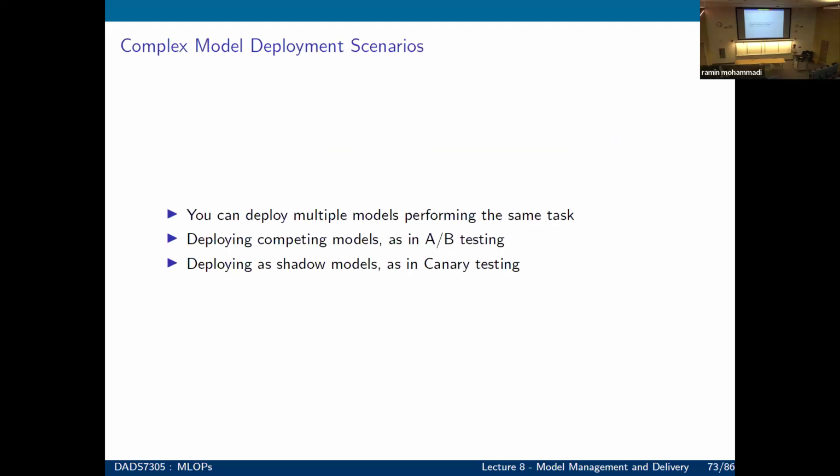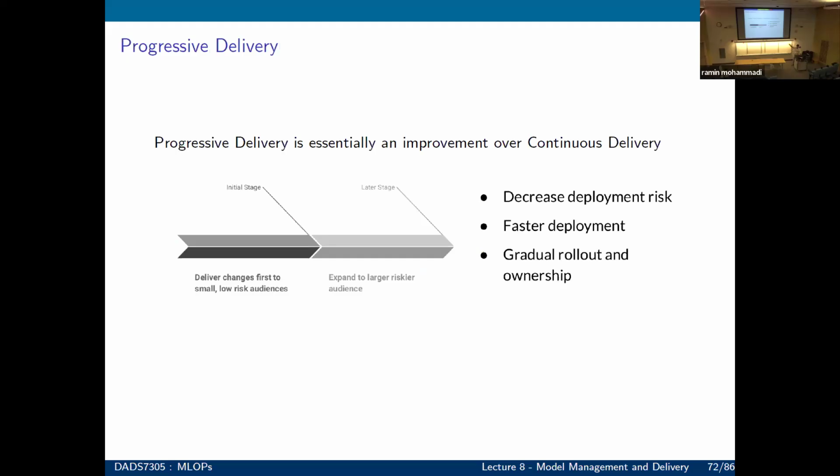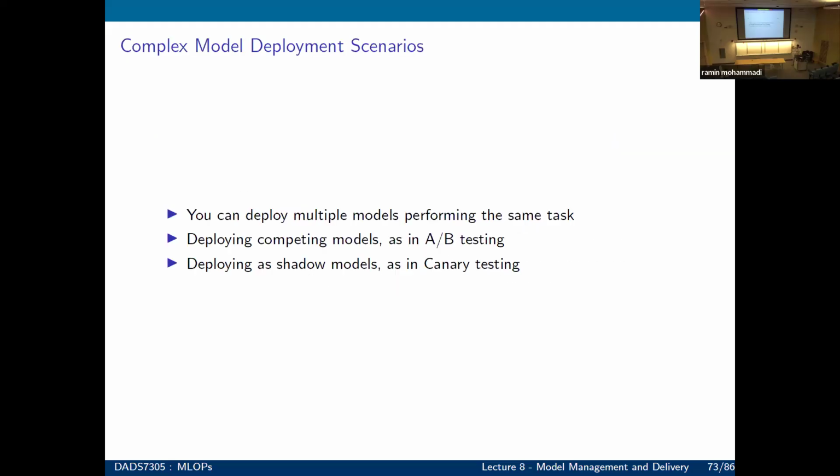Now, there are also complex model scenarios where you have multiple models and you're not sure which one to use. You can use techniques like A/B testing when you have two models and want to figure out which one to use. Or you can do something like shadow models, a bit like canary testing. I'm going to talk about this now. These are just definitions of progressive delivery and more advanced deliveries and shadows.